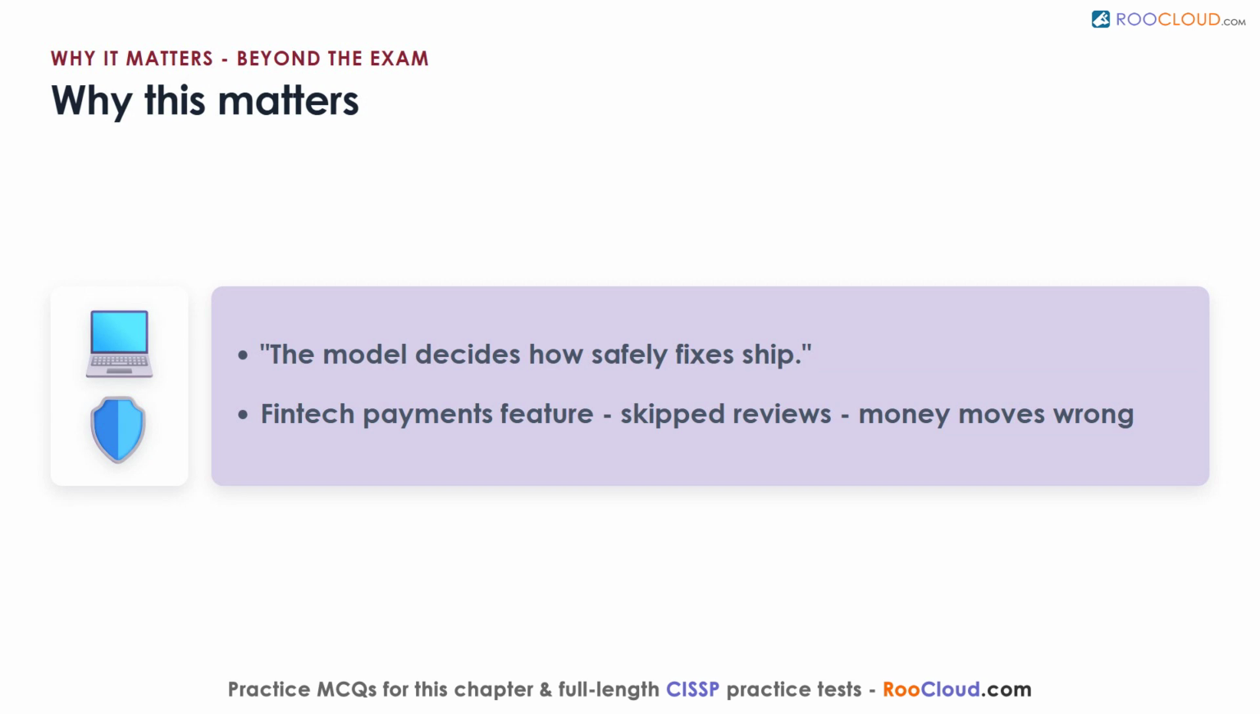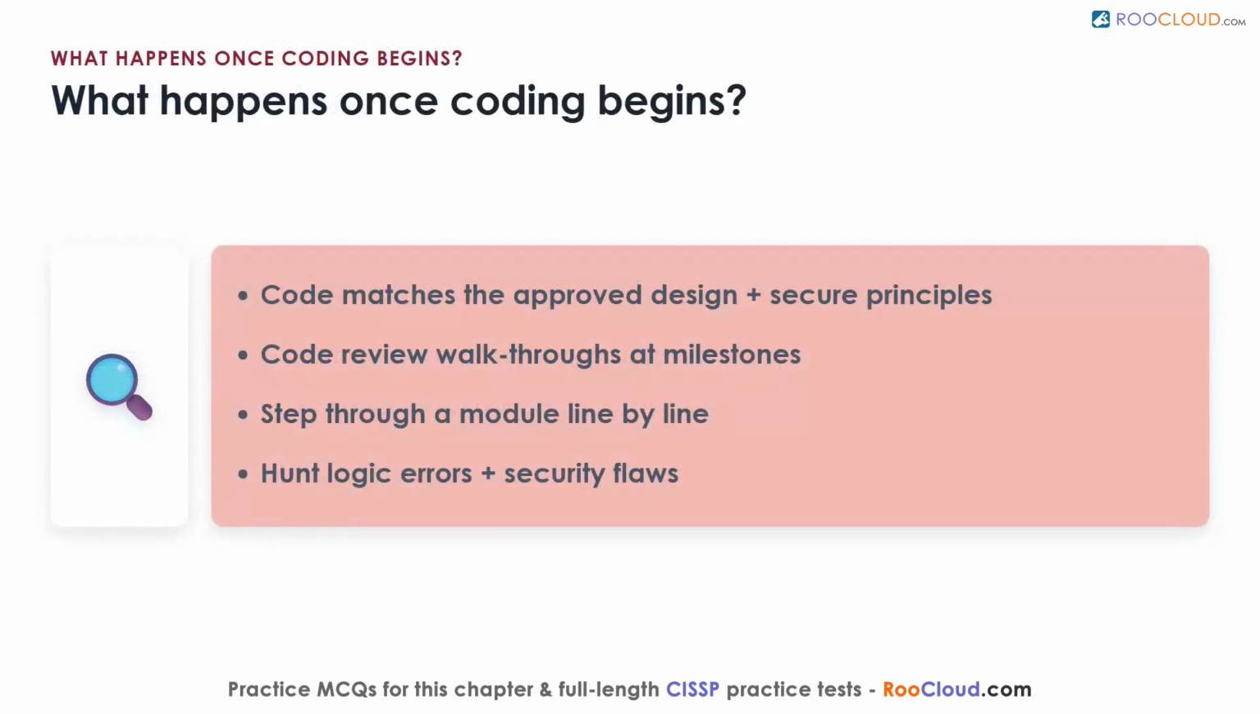Picture a fintech startup racing to launch a payments feature. If they skip code reviews and structured testing, a single mishandled edge case can move real money the wrong way. Understanding these phases and models lets you insist that security rides along at every stage instead of getting left at the platform. What happens once coding begins, and how is it reviewed?